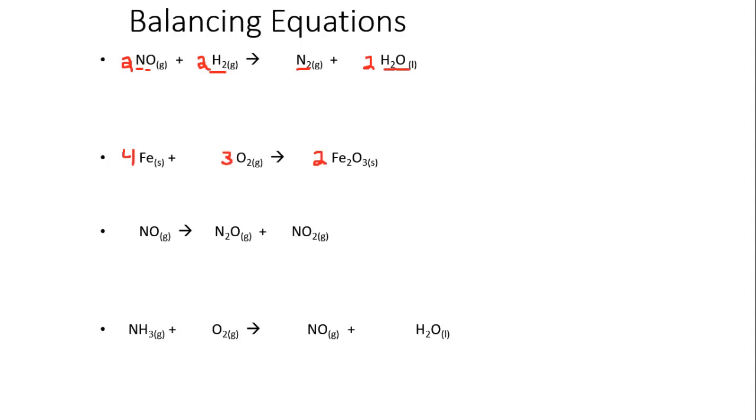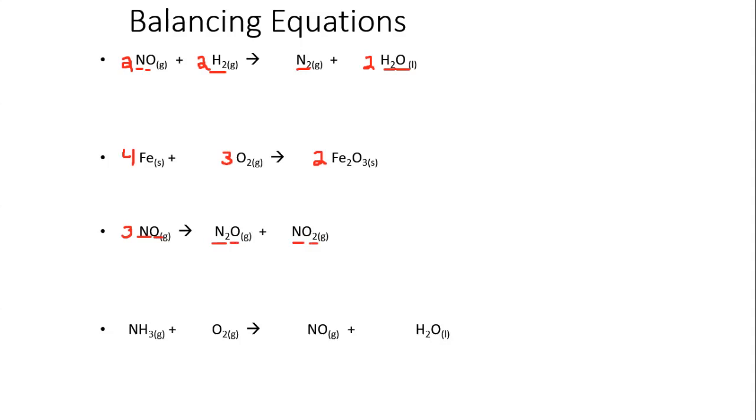Moving to the next one, we have NO gives us N2O plus NO2. So you see that we have a total of 3 nitrogen on the product side, 1 nitrogen on the reactant side. We have a total of 3 oxygen on the product side, 1 oxygen on the reactant side. So we just need to put a 3 in front of NO. And now the equation is balanced.